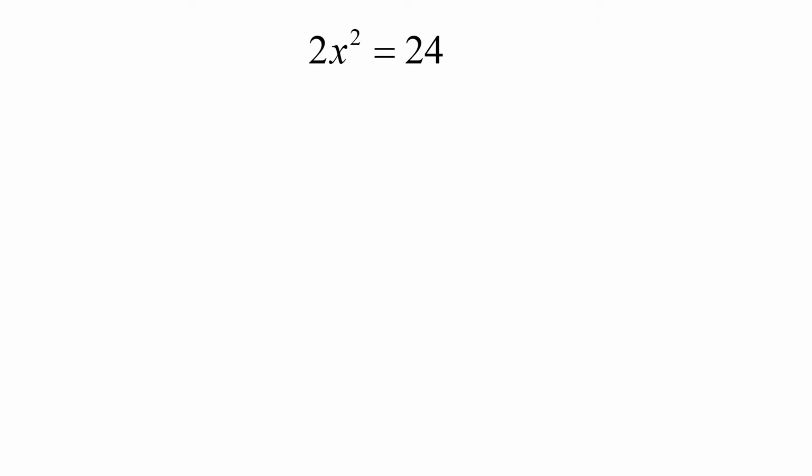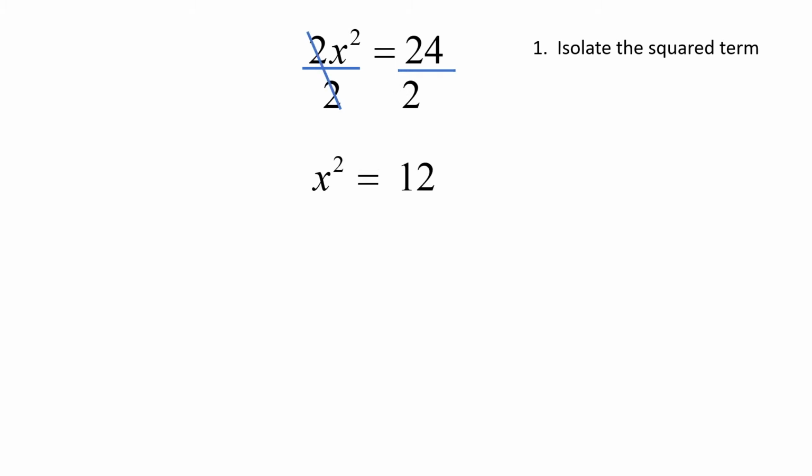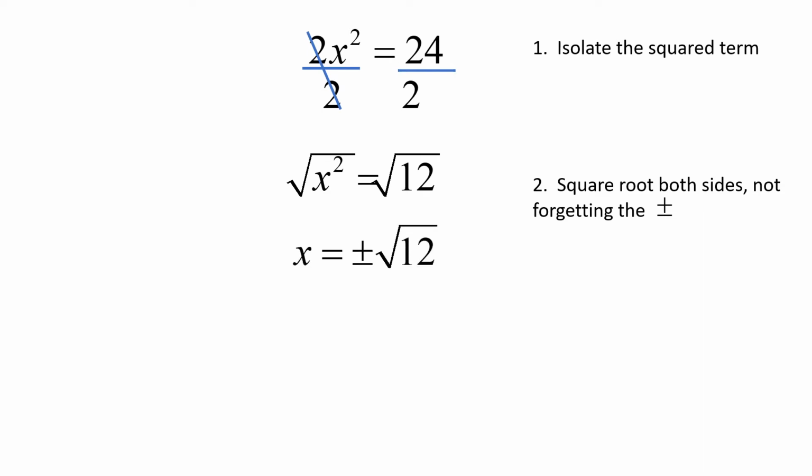All right, here you have 2x squared equals 24. You have to isolate the squared term. So I have a 2 in front of the squared term, so I'm going to divide that out. So I'm going to divide both sides by 2. It'll cancel out on the left side, and I'll end up with x squared equals 12. Now the squared term is alone, so I can square root both sides, not forgetting my plus or minus, and I'll get x equals plus or minus the square root of 12.